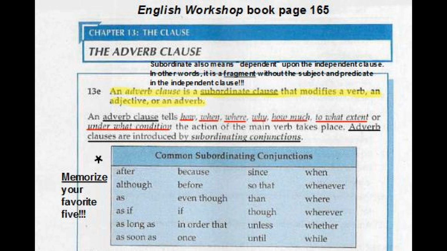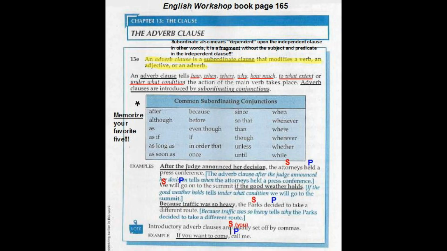Now what I suggest is you memorize your favorite five, because you're going to be asked to write adverb clauses and you have to begin an adverb clause with one of these conjunctions. My personal favorites are although, because, since, and I also like unless. That one's kind of cool too. But anyway, you need to memorize about five of these. Okay, now we're going to look below the box of subordinate conjunctions and look at some examples.